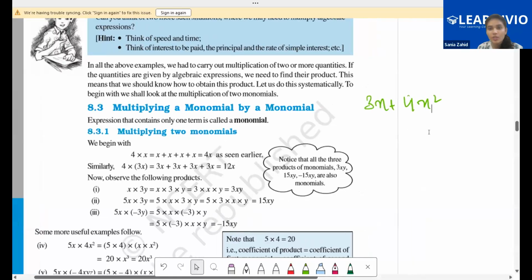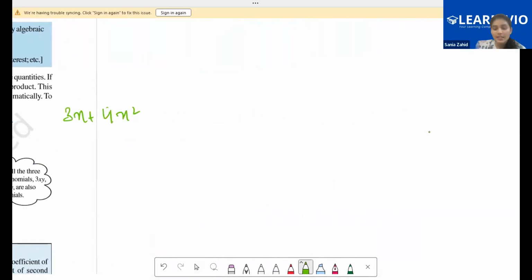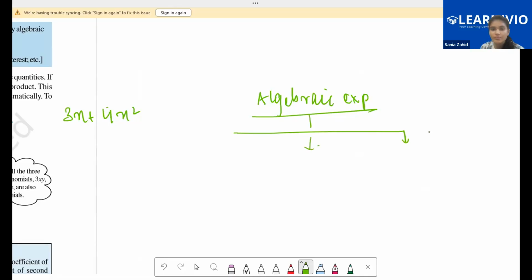Tell me, children, is it a monomial or not? What is the meaning of monomial? Now, what happens in the algebraic expressions? They can be divided as 4 categories, or you can remember as 3 categories for now. Monomials, binomials, trinomials.